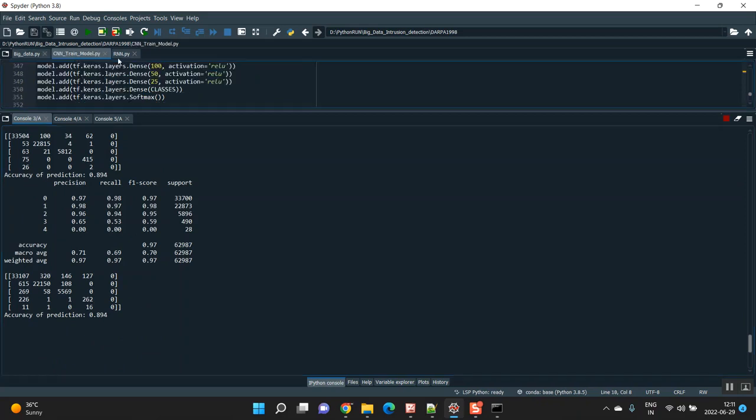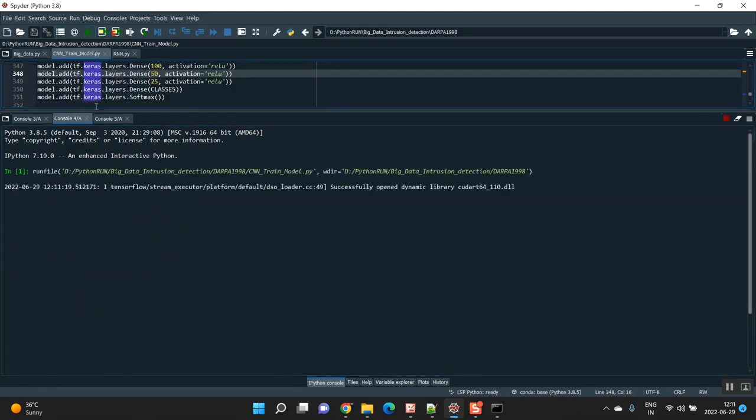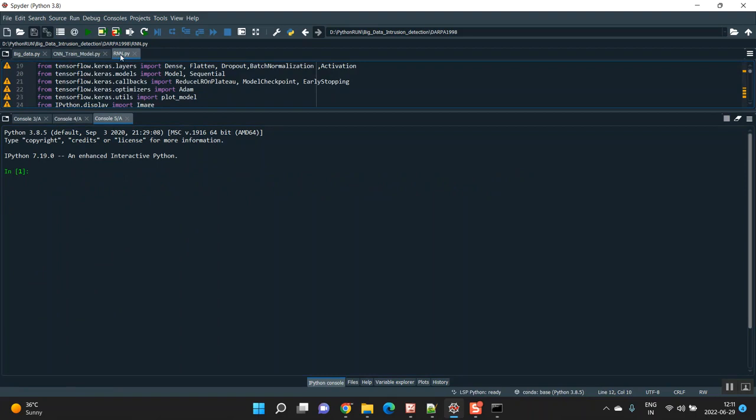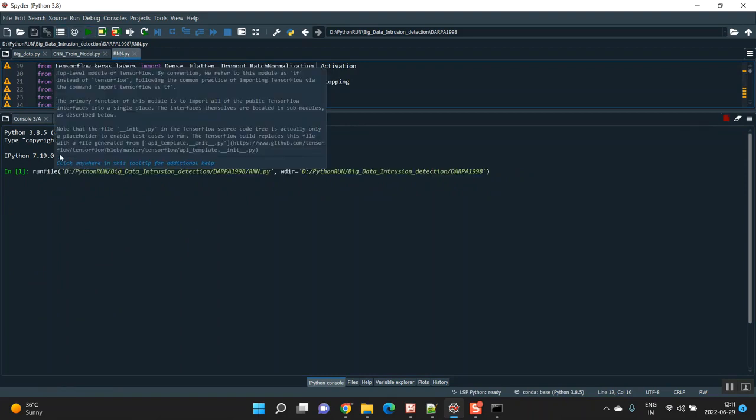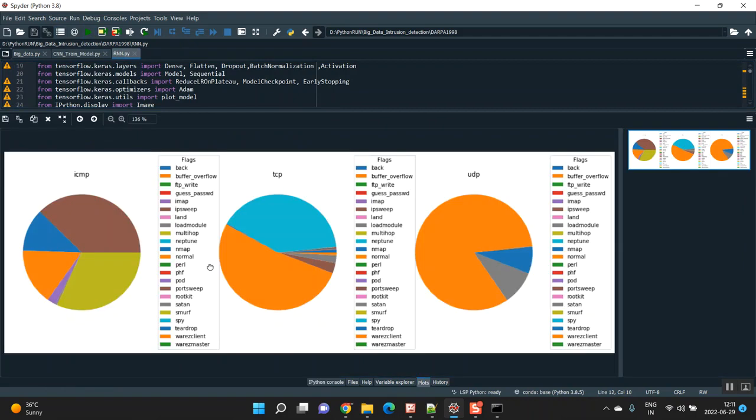Then the remaining two I am going to execute in the next console itself. I started to execute the CNN train modules, and I also started to execute RNN here. CNN and RNN will take a huge amount of time. So you may see here, based on the protocol type, what type of flag there is, based on ICMP, based on TCP, based on UDP.